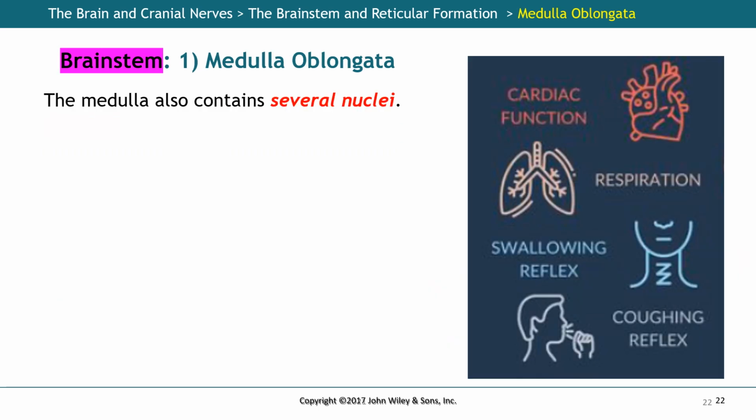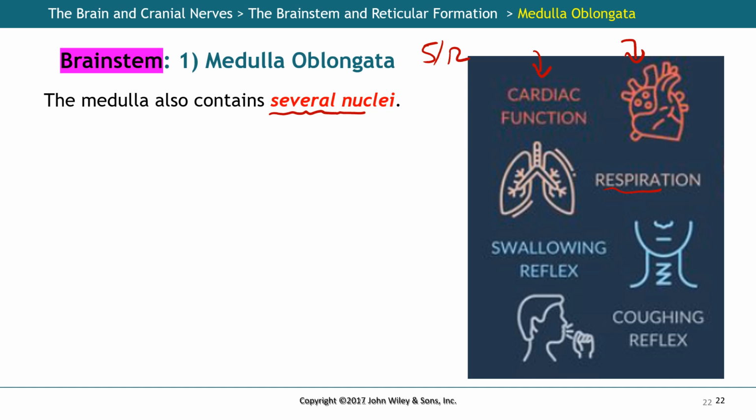So to finish with the functions, I told you that 5 of the 12 cranial nerves are in the medulla oblongata, and those nerves connect to several nuclei. If you read your textbook, you will find that these nuclei are, for example, the cardiovascular center. In other words, they regulate the heartbeat and the blood vessel diameter. You also have nuclei that are the center for respiratory functions, so here you will regulate the breathing.